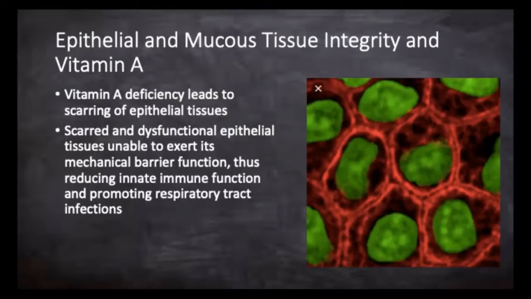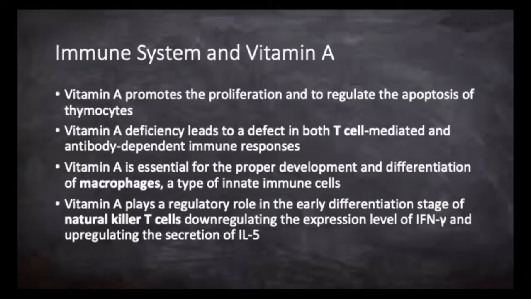Okay? Now, vitamin A deficiency leads to scarring of these epithelial cells. And the scarred and dysfunctional epithelial cells are unable to exert a barrier function to really support your innate immune system. What that means is, if you don't have enough vitamin A, you don't get these beautiful walls, and your cells actually start scarring, so they're not really able to protect themselves from these viruses.